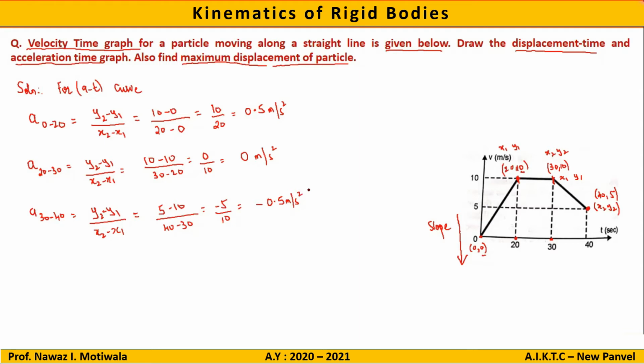So with this, we have completed the calculation part of acceleration. Now let us draw the At curve. We have to represent it graphically.